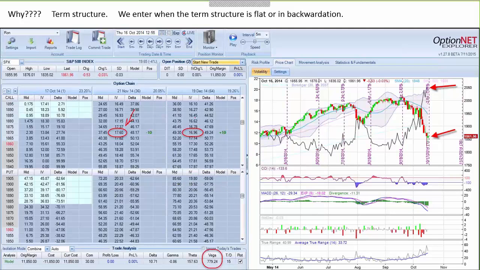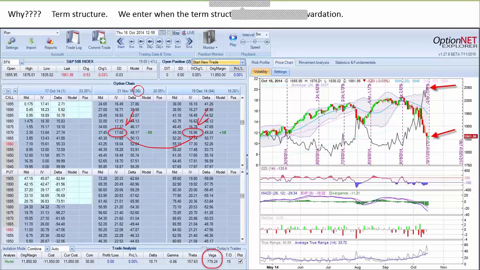This is before the bounce. So what's happened here is that the IV on the front month, 36 days out, is 17.6. And on the back month, it's 16.96. So we have abnormality here. Normally, the front month should be lower IV than the back month. And we're taking advantage of that.